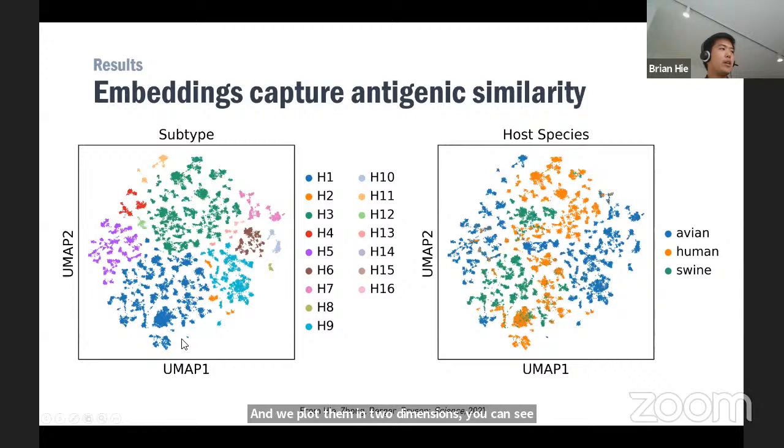you can see that each point here corresponds to a sequence. You can see that the sequences start to cluster according to their known influenza subtype and their host species. So what this is showing is that these language models are learning an internal representation that captures something about the antigenic similarity between these sequences. It's not learning something completely random. It's learning these antigenic patterns, consistent with our hypothesis.